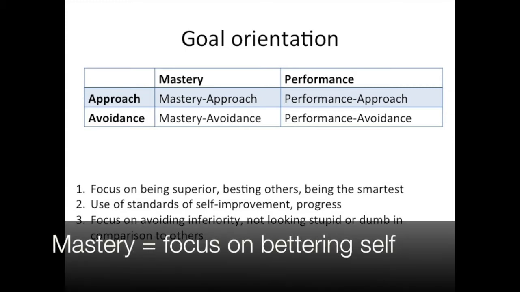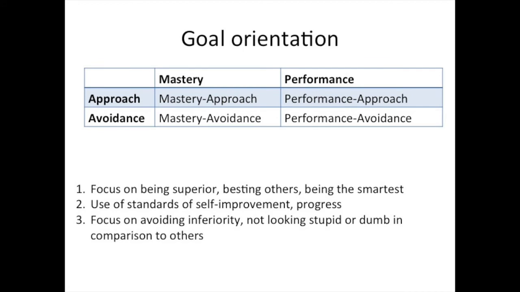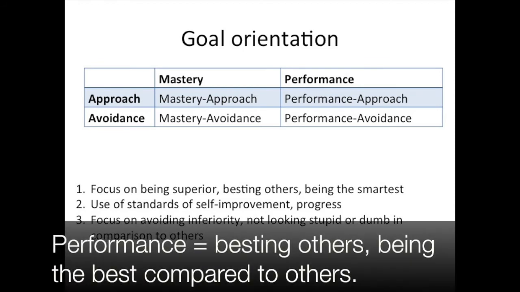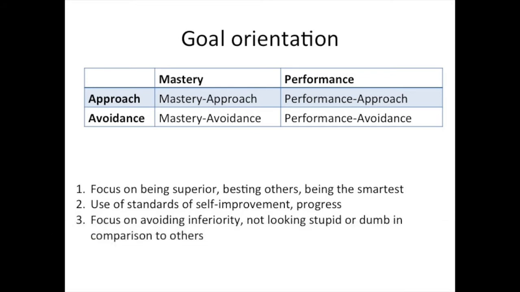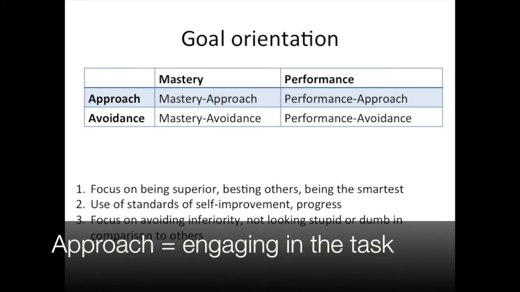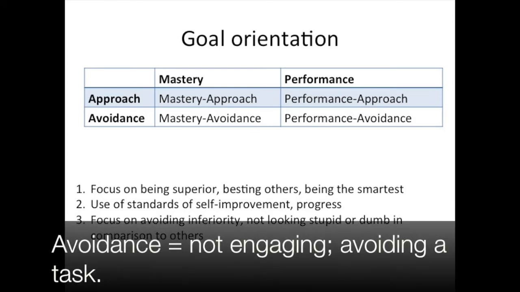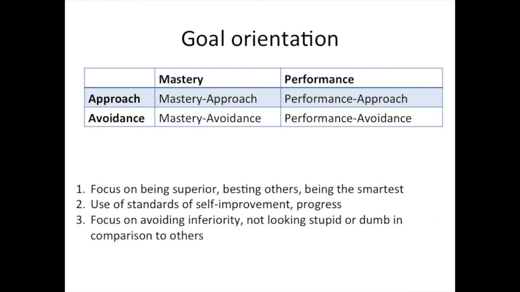Mastery orientation is wanting to engage in a task in order to master it, in order to be the best that you can be. You're competing against yourself. Whereas performance is an orientation where you want to be the best at the time. You're competing against others. Approach and avoidance means you either approach a task or you avoid a task based on your motivation. So let's look at the examples on the bottom of this slide.